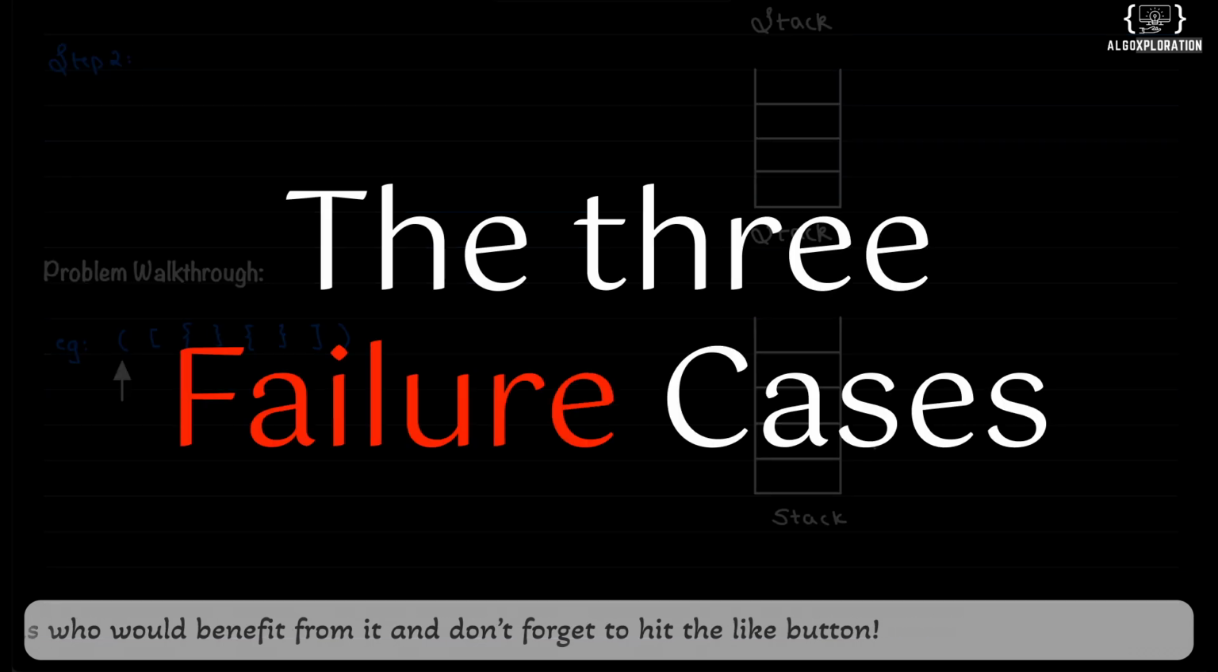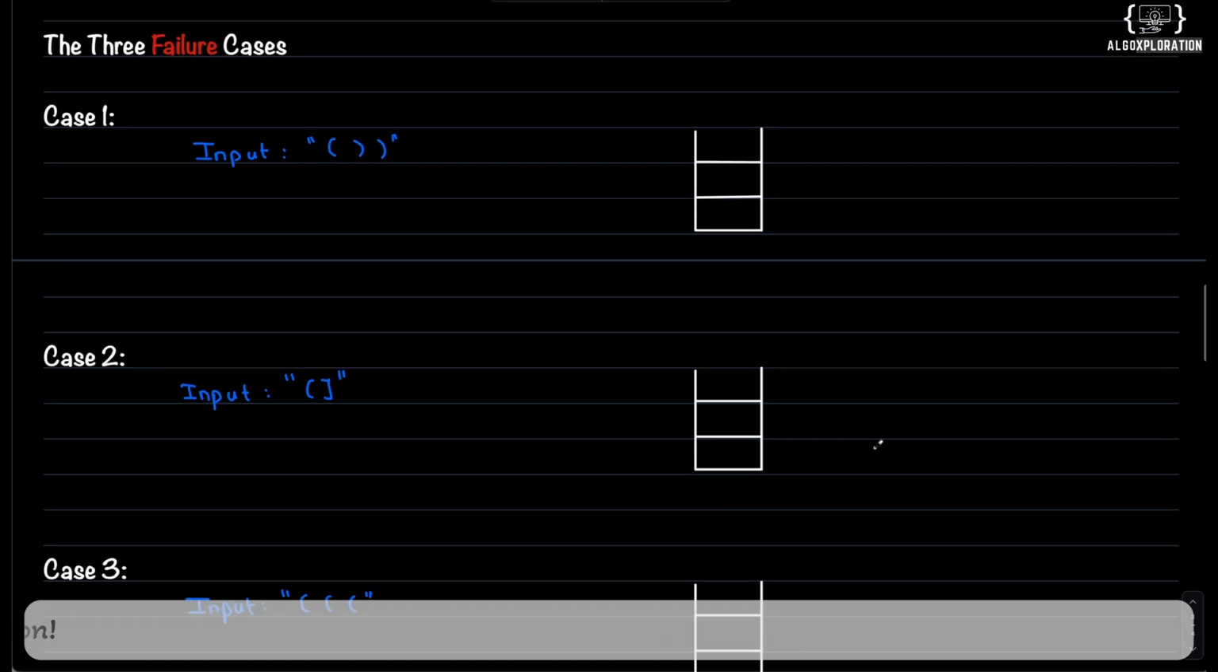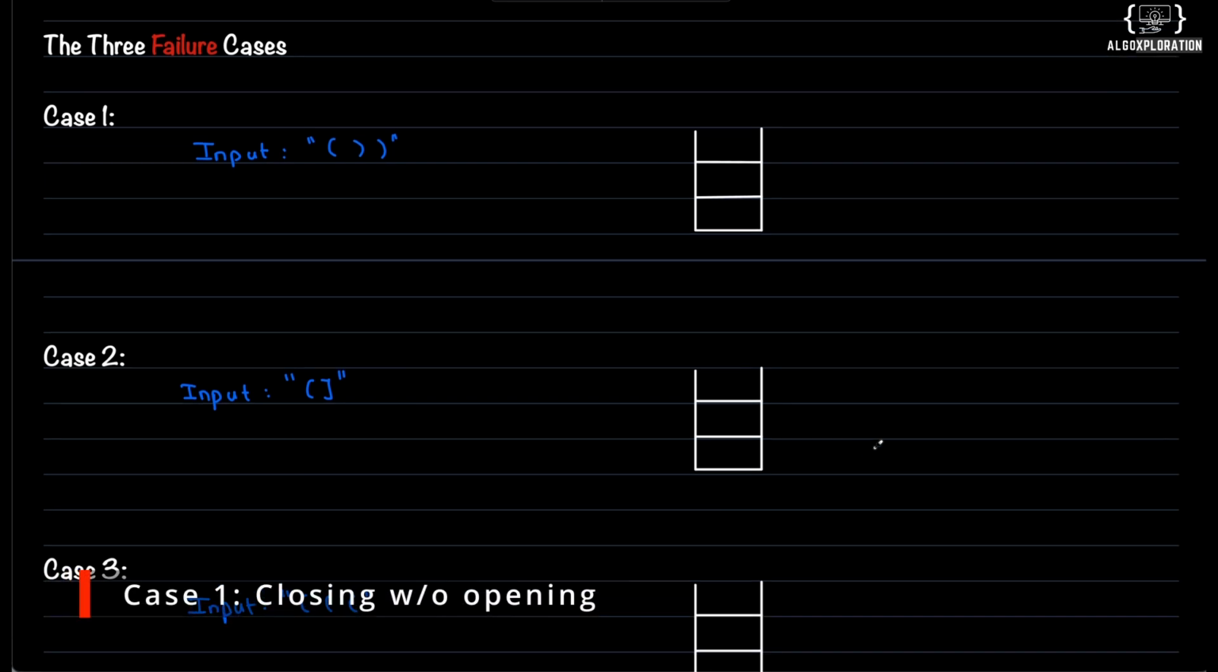Now here are some 3 failure cases. Okay, let's see case 1, closing without opening. You try to close the door, but the door was never opened. If I take this example, in this case, I will first push this bracket into the stack, and for the next one, I see that at the top of the stack the corresponding opening bracket is there, right? So I'll simply pop it. Now for this, I don't have any opening bracket, right? So this is an invalid parenthesis string.